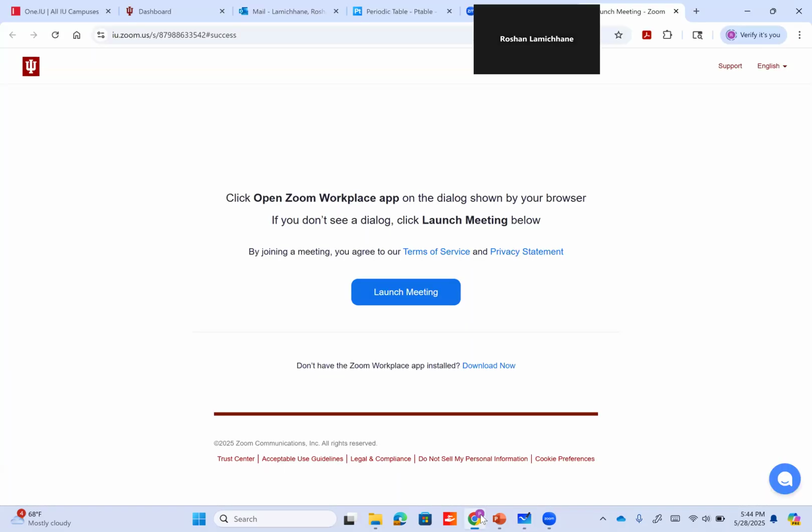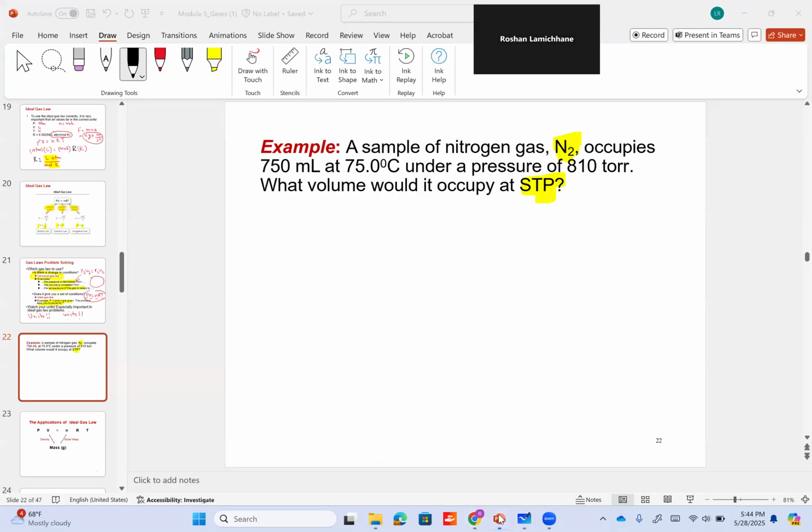All right, so now if you look at that problem, I'm going to write down my initial condition here in red. And my final condition, which I know is at STP, standard temperature and pressure. Because my question is, what volume would it occupy at STP? That's how I know this is my final condition. And the first part of the sentence is my initial condition.